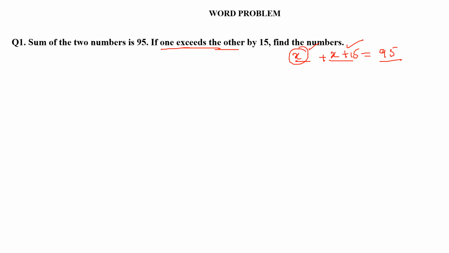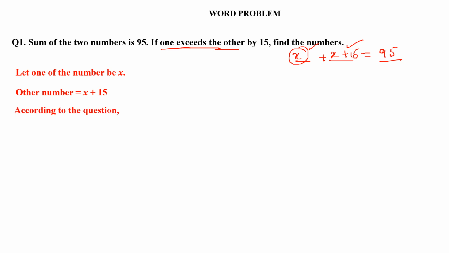So let's start solving it. Let one of the numbers be x, then the other number will become x plus 15, isn't it? Because it is given that one number exceeds the other by 15. Exceeds means one number is more than the other number by 15. Okay. Now according to the question, the sum of both the numbers is 95. Here your numbers are x and x plus 15, and the sum of both numbers is 95. So from here I can write x plus (x plus 15) is equal to 95.